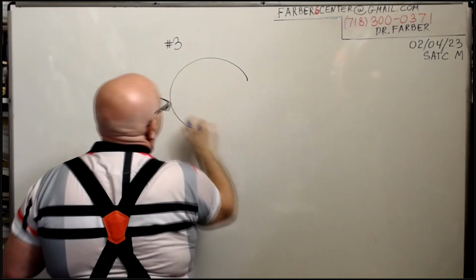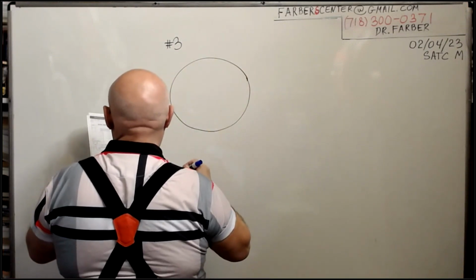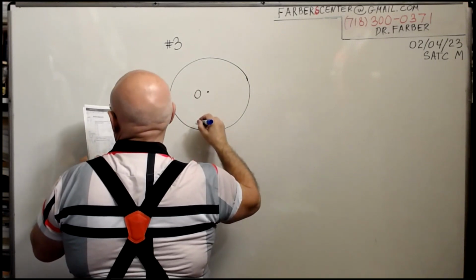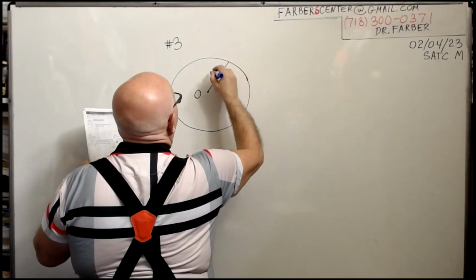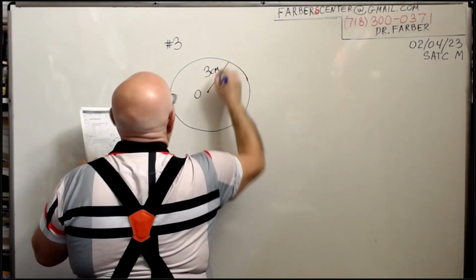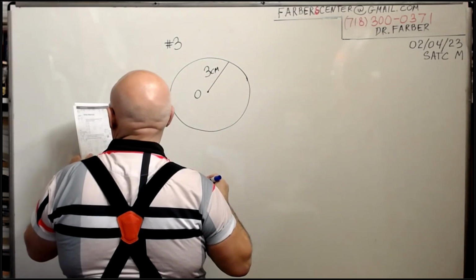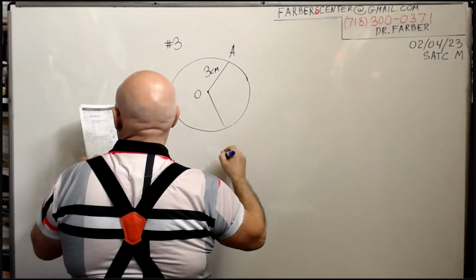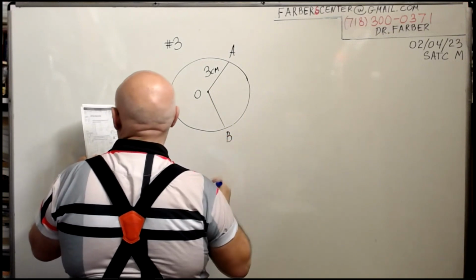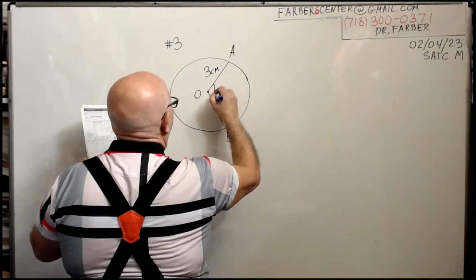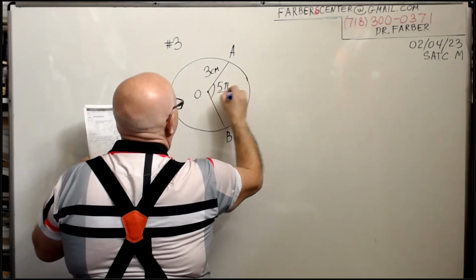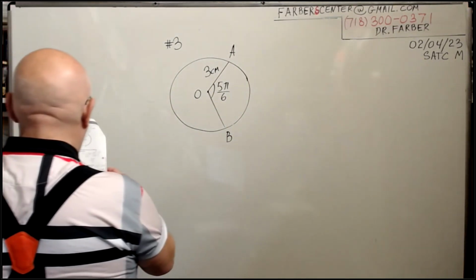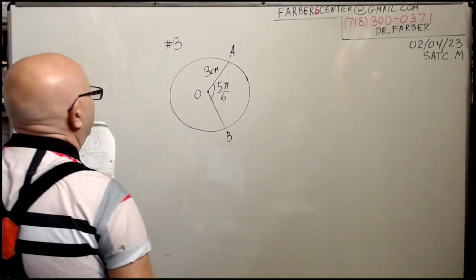I make a circle, and this is the center, and this radius is 3 centimeters. This is A, B, and the central angle is 5 pi over 6. What is the length of AB?